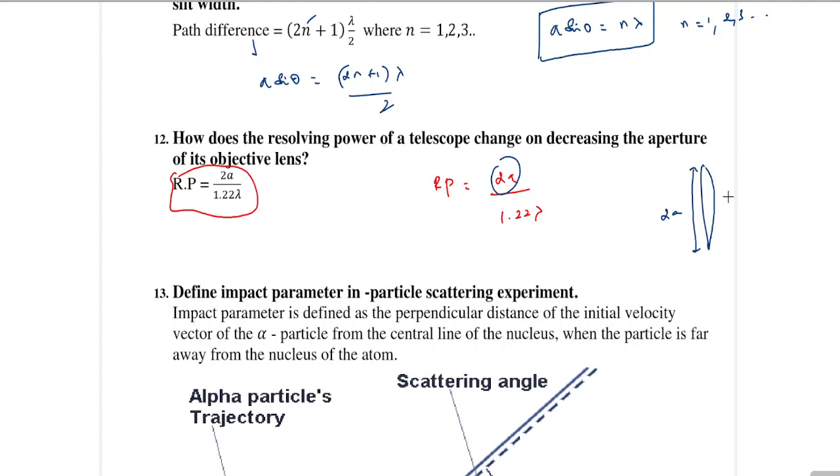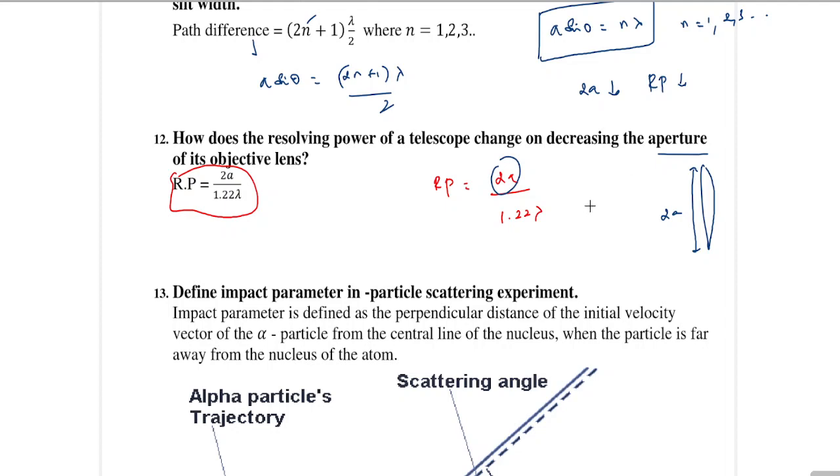Some books write it as capital D also, doesn't matter. But what matters here is it is 2a by 1.22 into lambda. The question says, how does the resolving power change on decreasing the aperture? From here, if the aperture, which is 2a, is decreased, then the resolving power also will decrease. The answer here is decreasing.